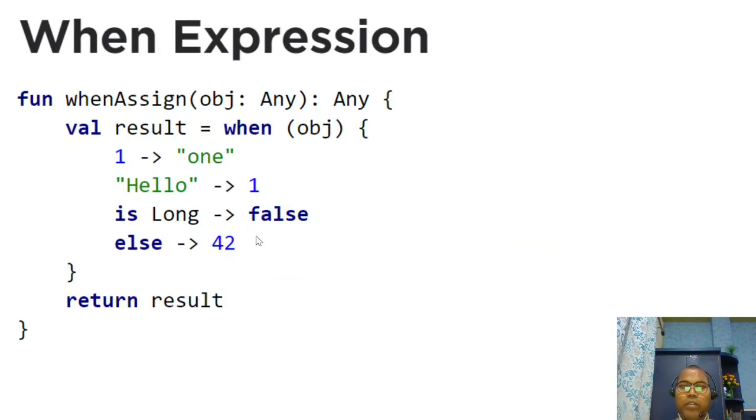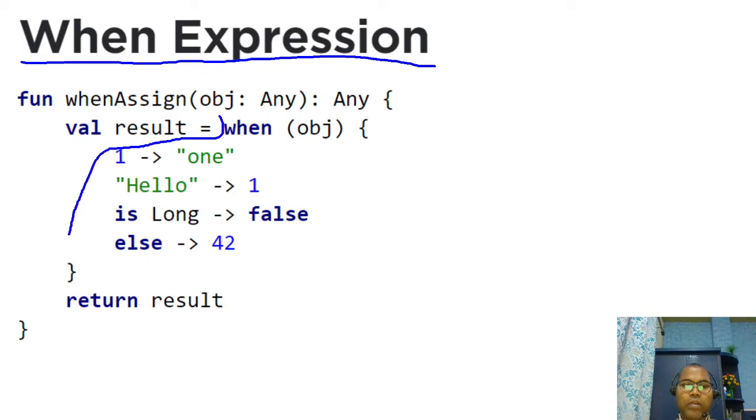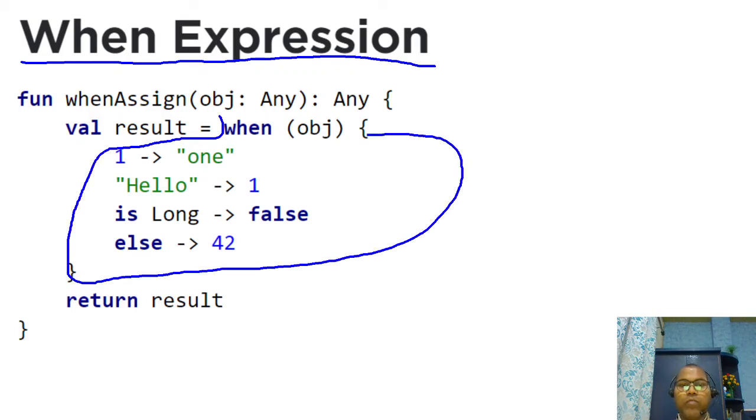And this is what you can call when expressions. That means I now want to assign this complete code to one particular variable, whatever return value it has. Here I'm not going to print; whoever calls me, whoever invokes me, you can print the value.